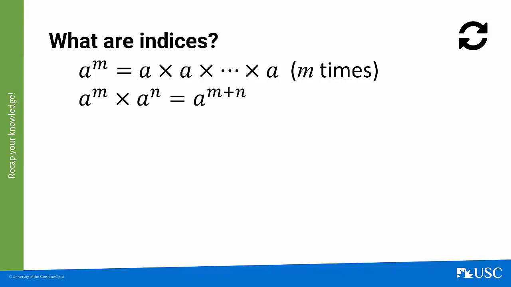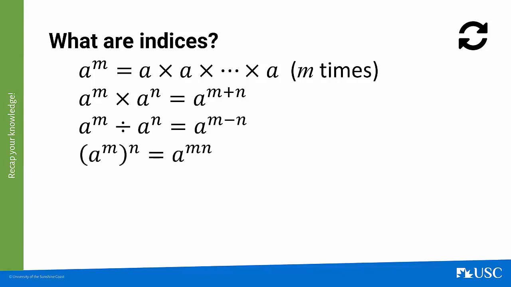When we're multiplying two numbers with the same base, a, we can add the indices m and n. Whereas when we're dividing the numbers with the same base, we subtract the indices. And if we raise a number to a power and then to another power, we multiply the two indices. a to the power of 0 equals 1, and a to the negative n means 1 over a to the n.